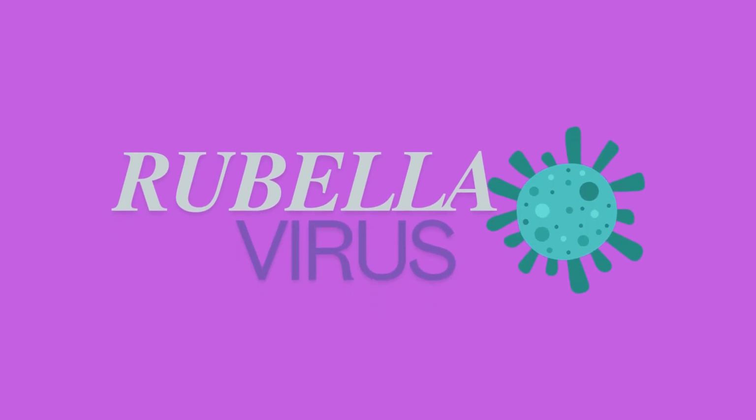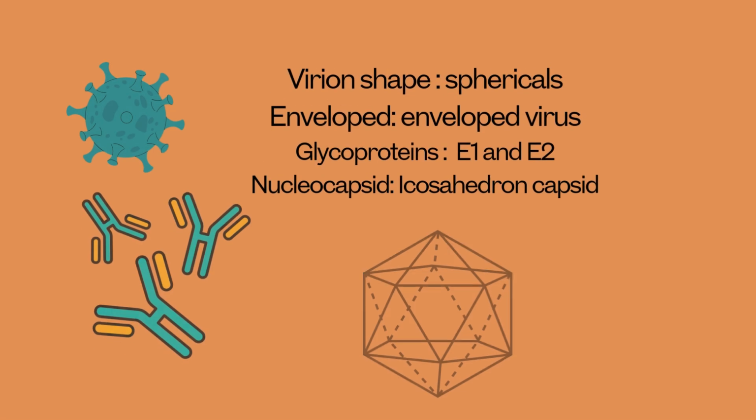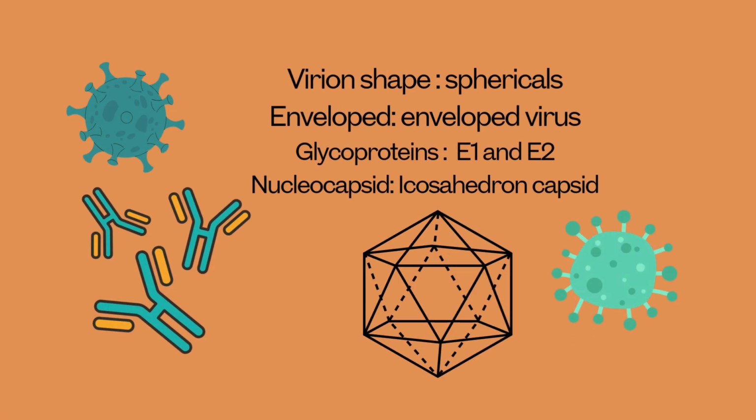In this video, we will talk about rubella virus. Let's talk about the rubella virus and understand its structures. So it is spherical in shape, which is enveloped, and this envelope is derived from the host membrane.